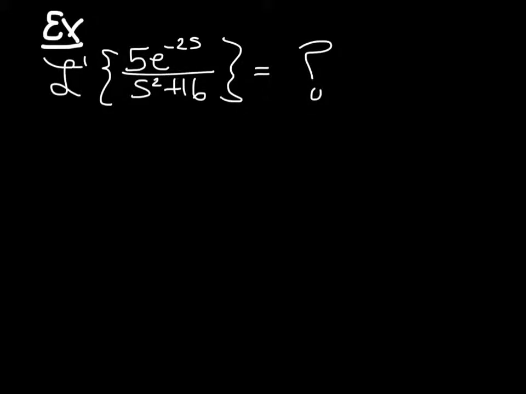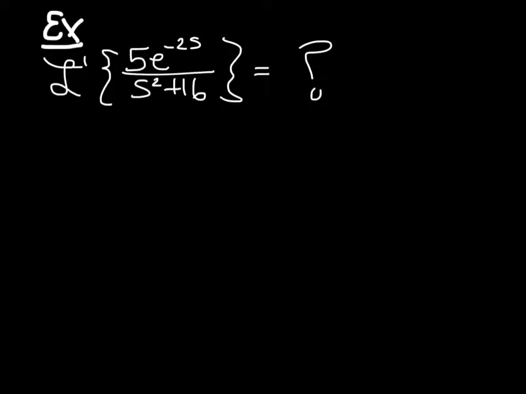Okay, this is another example, very similar to example 1. So again, we want to find our f of t, which is going to be a piecewise function, and we definitely want to graph that. It's going to have a step function involved.